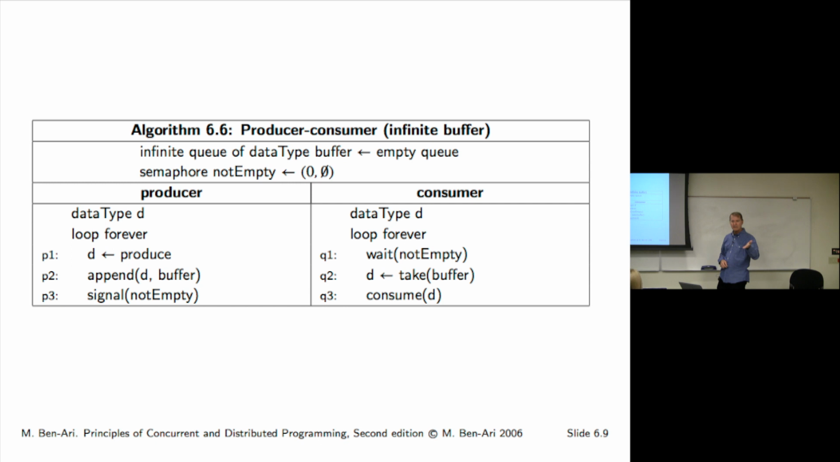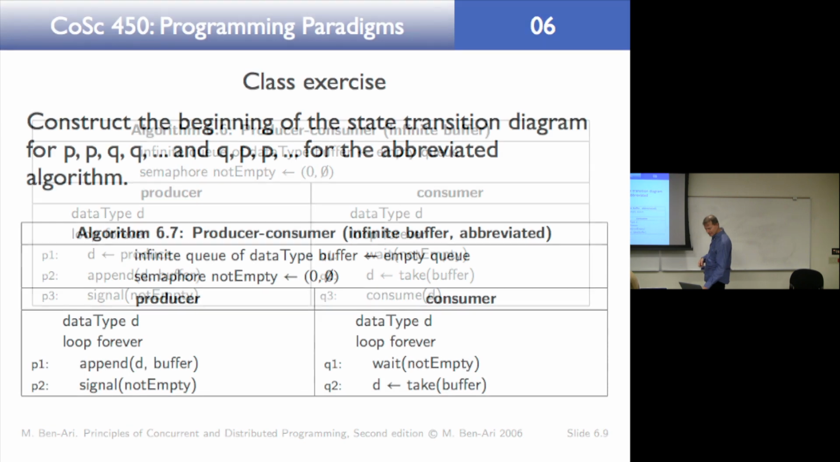Do you see? Because we're thinking about the interleavings between P1, P2, P3, and Q1, Q2, Q3. So even if you have a Q1 and then a P1, P2, P3, and a P1, P2, P3, and then a Q2, that's still fine. Can you visualize how that works?